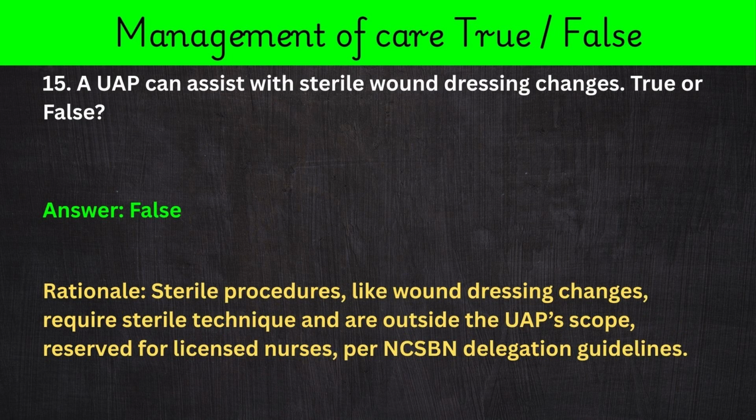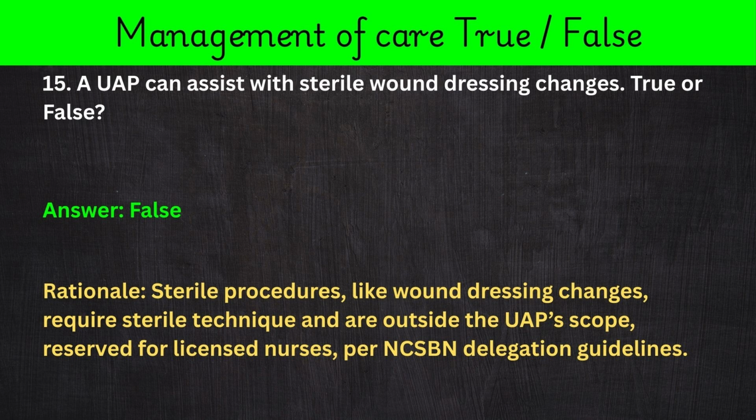15. A UAP can assist with sterile wound dressing changes. True or false? Answer: false. Rationale: Sterile procedures like wound dressing changes require sterile technique and are outside the UAP's scope, reserved for licensed nurses, per NCLEX-PN delegation guidelines.